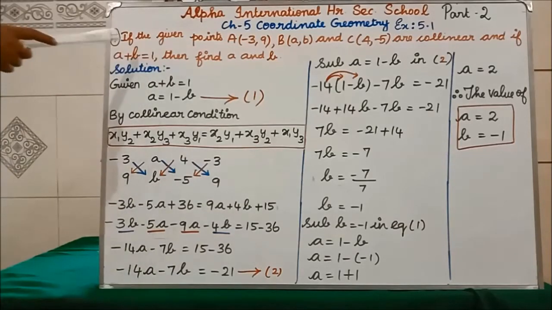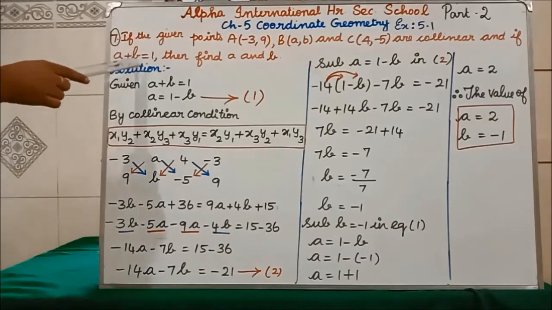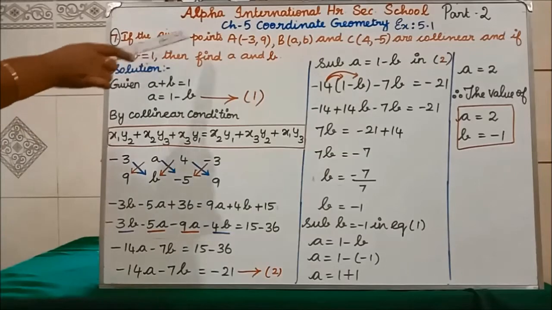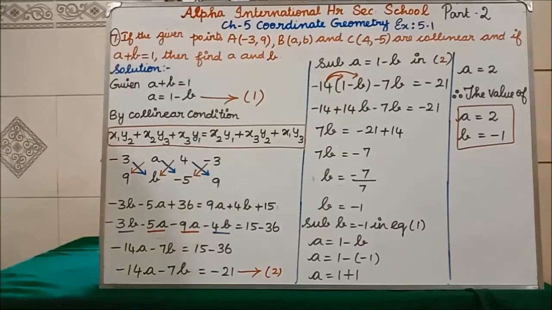Clear? In this seventh question we have to find what the a value is and what the b value is, and they have given one condition, a plus b equals 1. With this we have to find the a value and b value. Shall we start the solution now? Given a plus b equals 1 in that question. I am taking a equal to, b on that side, so 1 minus b.